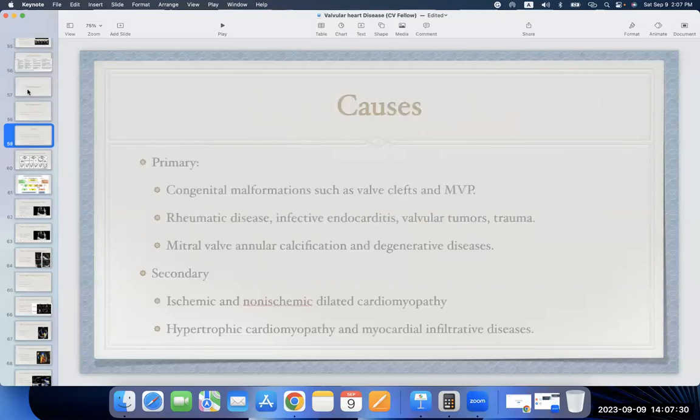In terms of the causes, the primary ones: mitral valve prolapse is one of the common causes of mitral valve regurgitation. Also rheumatic heart disease, of course, infective endocarditis, valve tumor, trauma, and degeneration secondary to calcification. It could also be secondary, like ischemic cardiomyopathy, non-ischemic cardiomyopathy, hypertrophic cardiomyopathy. All these can lead to what's called MR.